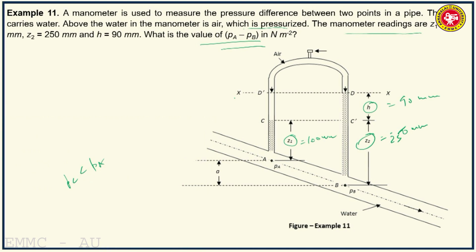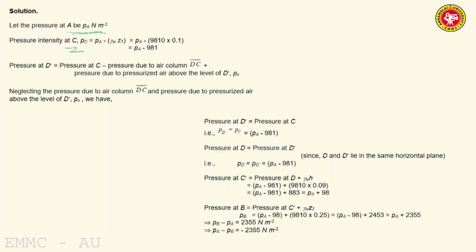AC is Z1. Z1 is the column of water, because water is flowing through the pipeline. So, 9810 is the specific weight of water multiplied by Z1, which is given as 100 millimeters, that is 0.1 meter.